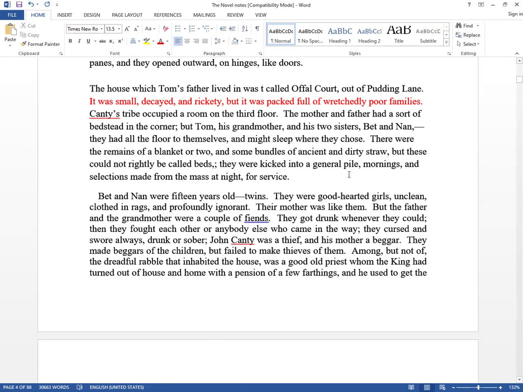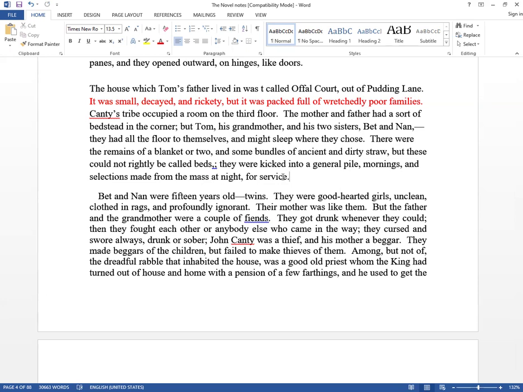They were kicked into a general pile. Every morning, they are collected into a pile, and portions are made from the mass, from this heap. Mass means heap, at night for service. For service means for sleeping. Right. Every morning they collect it into a pile, and when sleeping time comes, they take part of it and lay it over the floor and sleep on it. And sometimes they use straw to cover their bodies to get rid of bitter cold. Right. Now this is Tom's house.